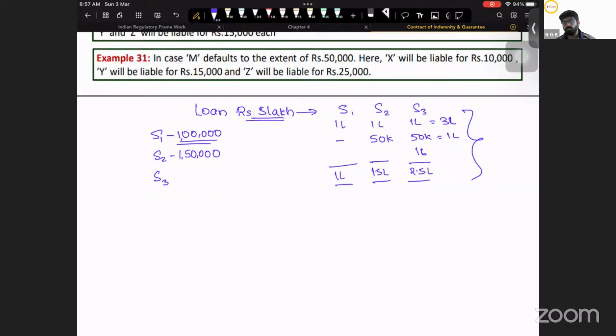So with this, we conclude the discussions on contract of guarantee also. Contract of guarantee discussion comes to an end. Please give me a confirmation whether the things that we have discussed till now are clear for us.